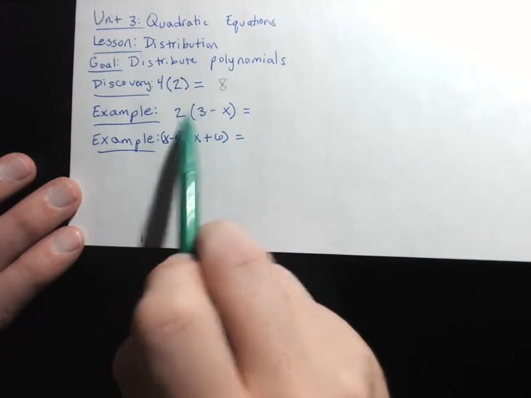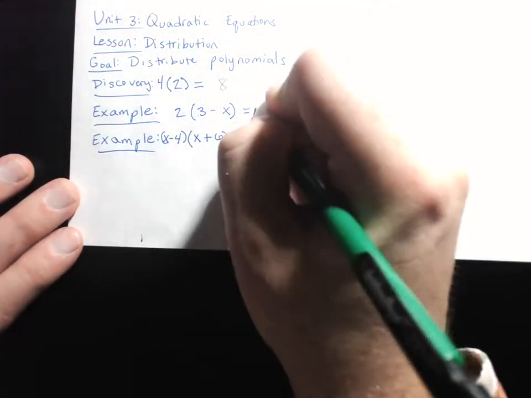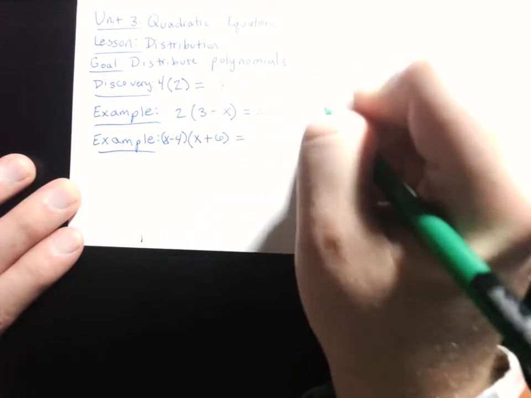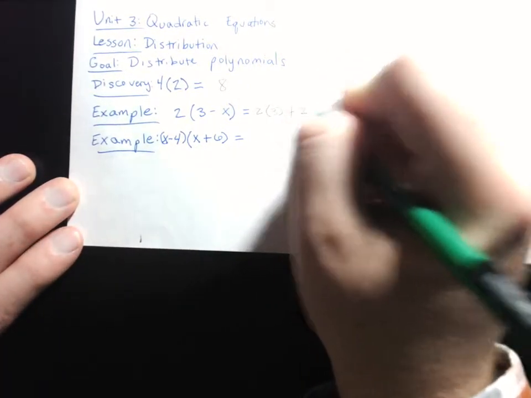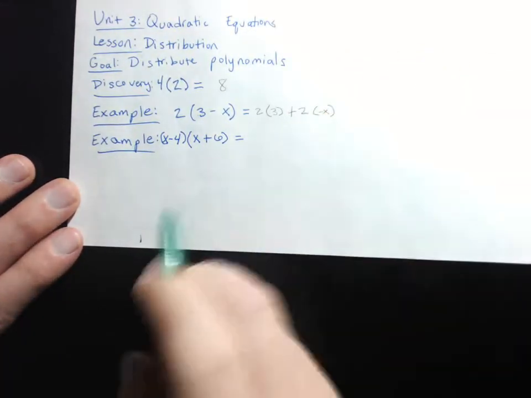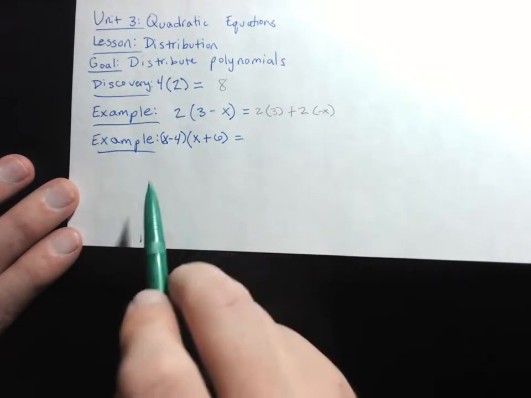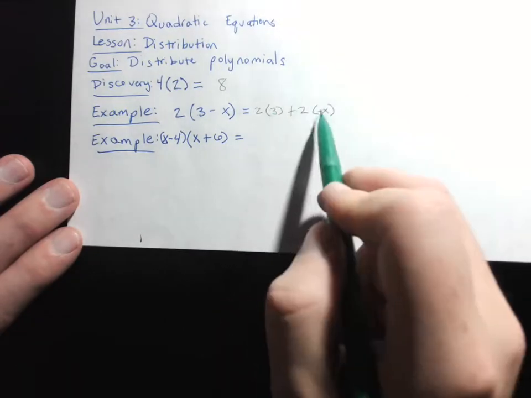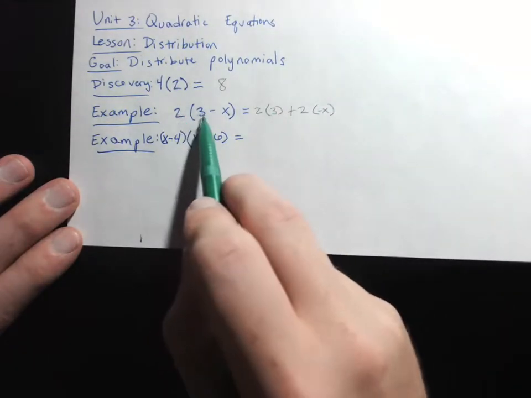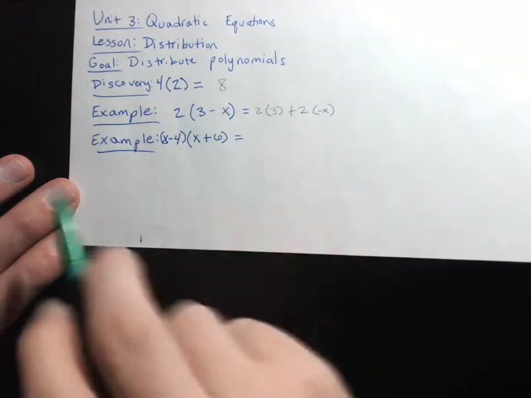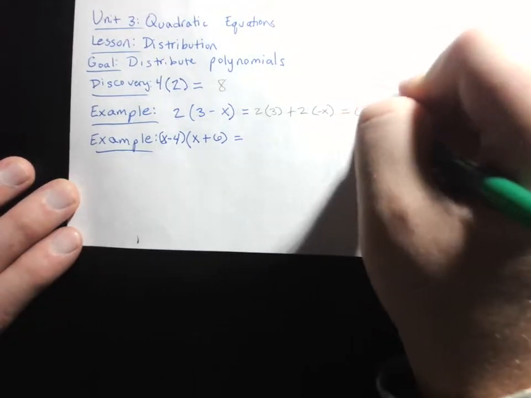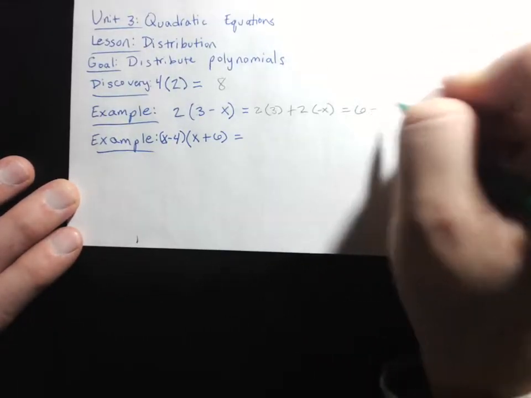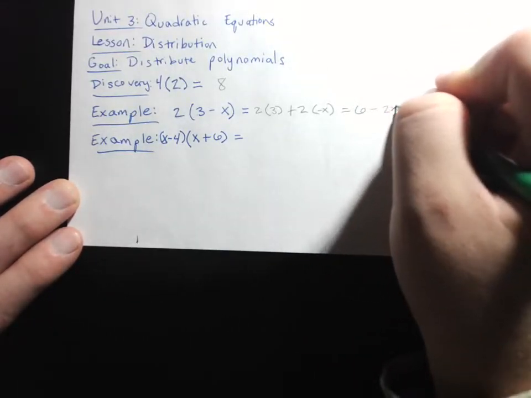So I have to multiply this 2 times both terms. So I'm going to do 2 times 3, and then I'm going to do 2 times negative x. Notice I kept these in parentheses. Notice that 2 is positive, so it made it a plus sign right here. So I've got 2 terms now because I took the 2, multiplied it times this term, and 2 times this term. Alright, 2 times 3 is 6, and 2 times negative x is minus 2x. And that's my answer there.